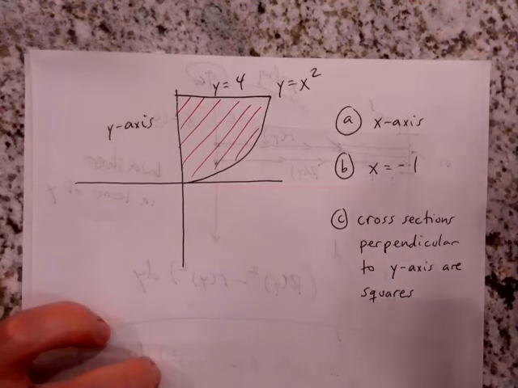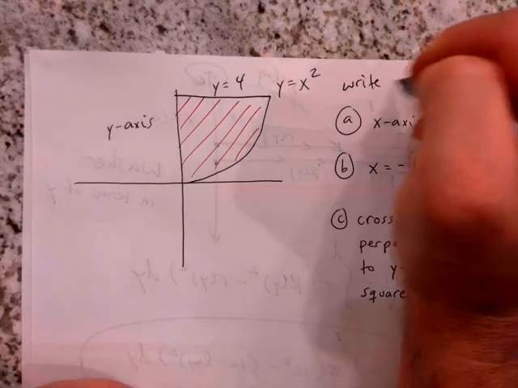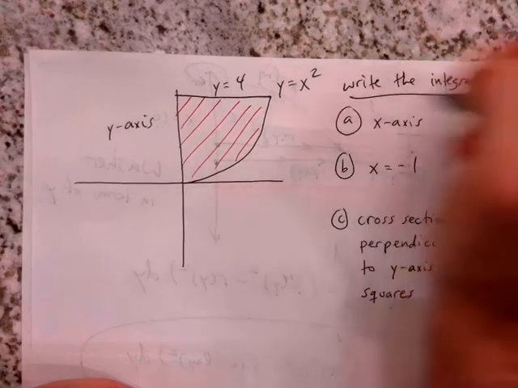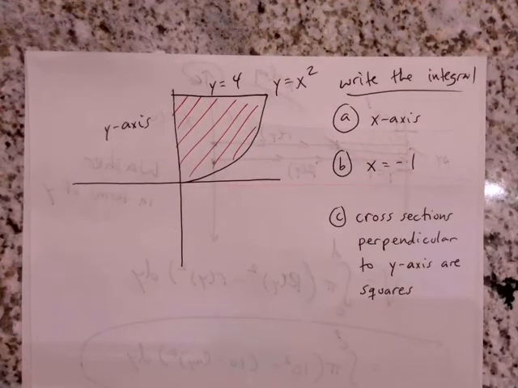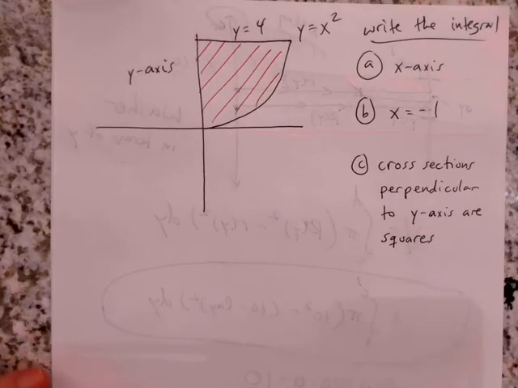Oh yeah, and just write the integral. Don't actually compute the integral. Just write the integral that gives the volume. Okay, so here's part A, after you've had a chance to do those three out.